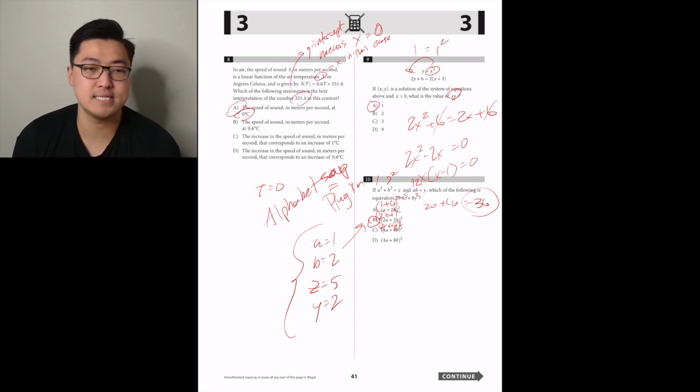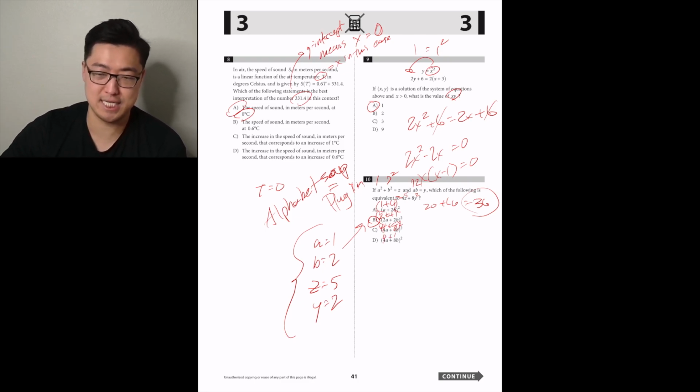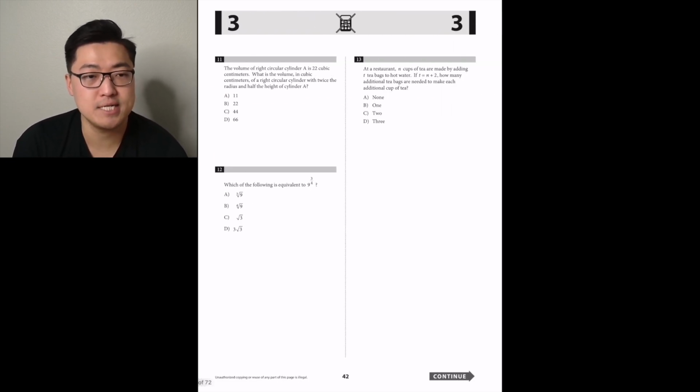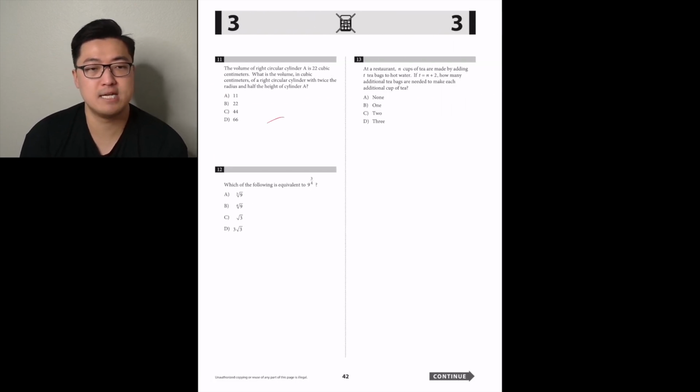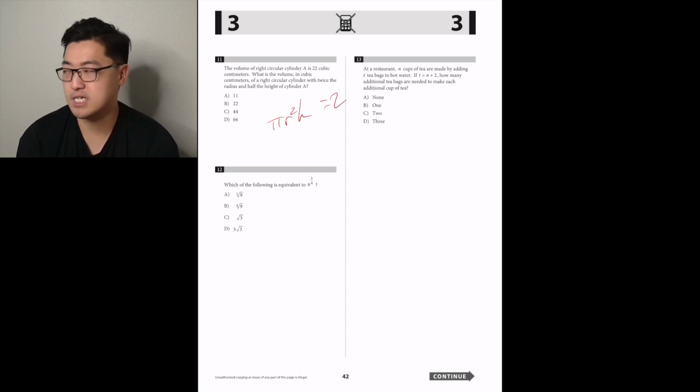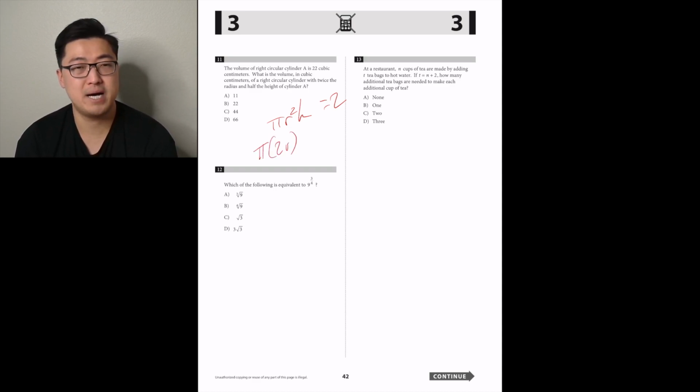The volume of the right cylinder, I could tell it's not C and D because those numbers got huge. The volume of right circular cylinder A is 22 cubic centimeters. What's the volume in cubic centimeters of a right circular cylinder with twice the radius and half the height of that cylinder? If we replace r with 2r in pi r squared times height, then you have 4r squared, but with half the height, so it would be twice as much.